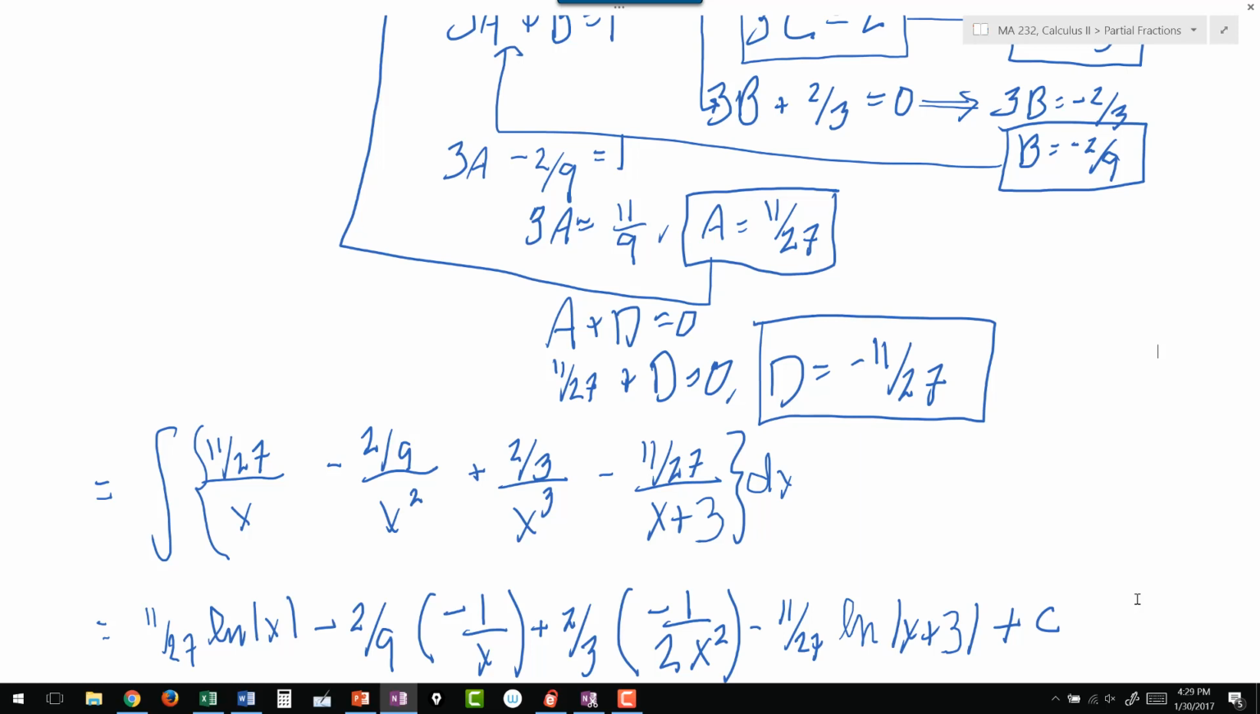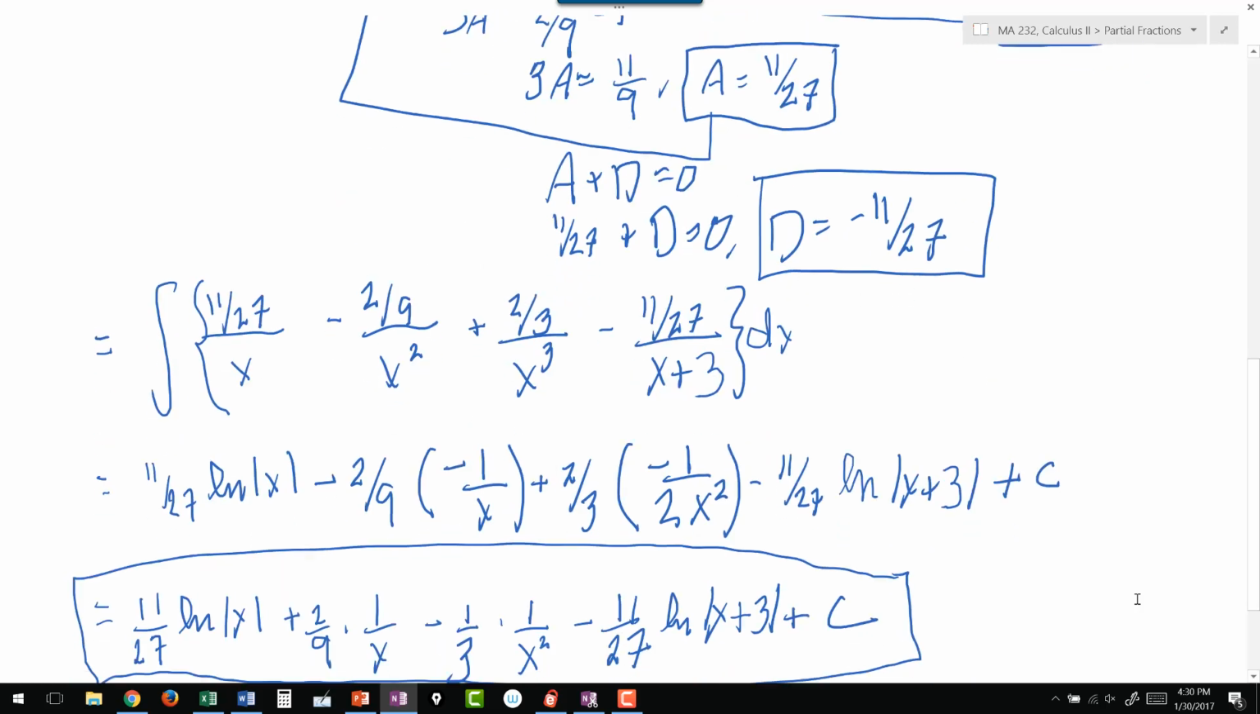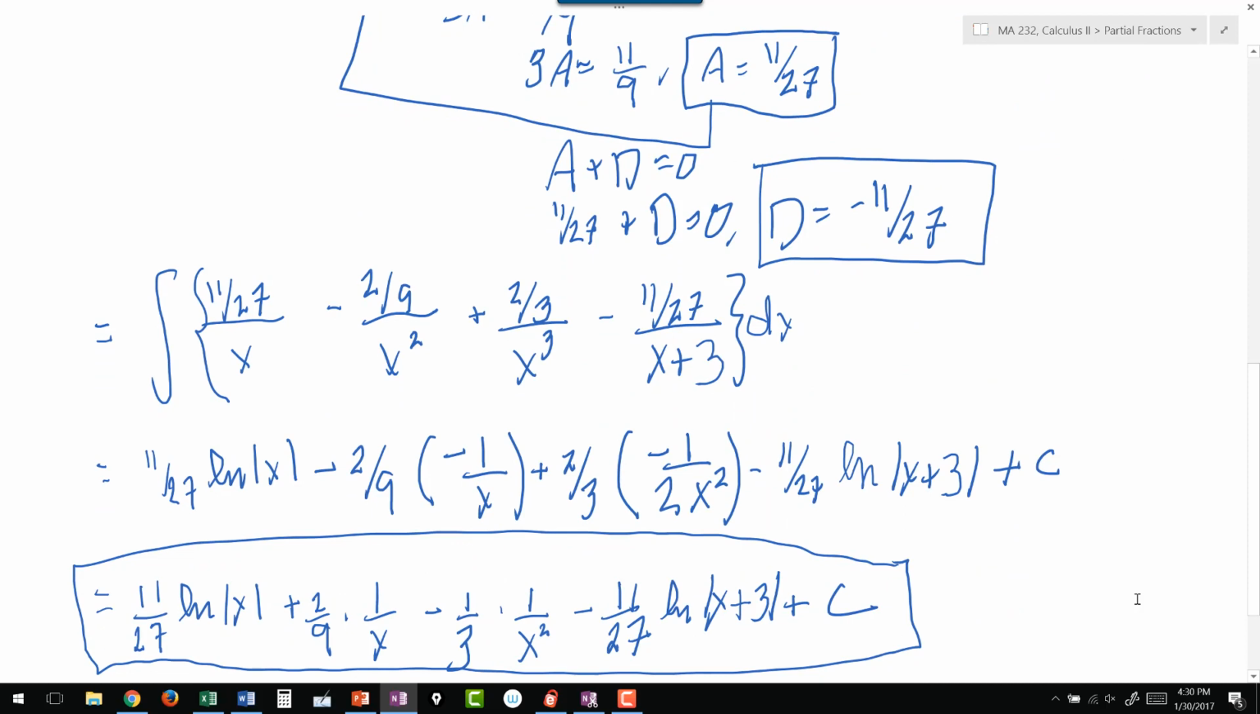And then the last integral is another natural log integral, minus 11/27 natural log of absolute x plus 3, plus our constant. With a bit of minor simplification, we end up with 11/27 natural log x, 2/9 times 1 over x, minus a third times 1 over x squared, and minus 11/27 natural log absolute x plus 3 plus a constant. And that finally finishes the example.